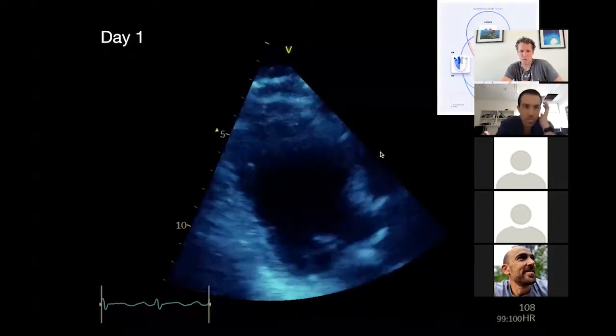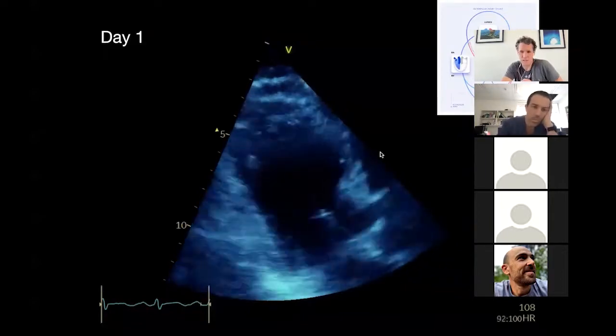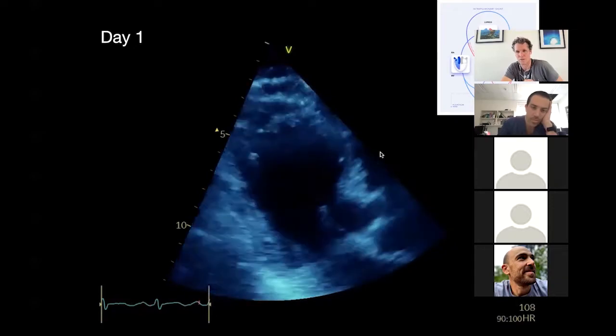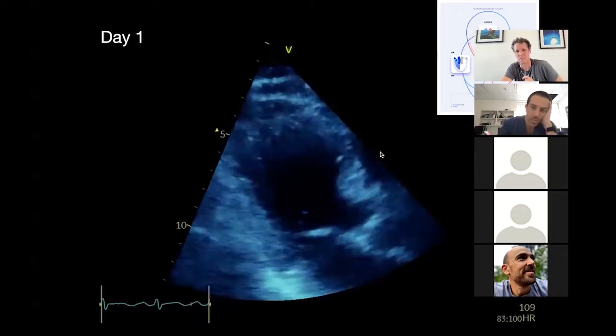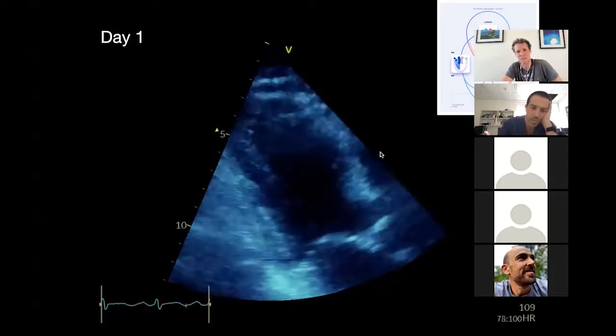Okay, so just in the interest of time, I might just skip through this case and we'll talk more about the stuff that comes afterwards, because basically the first echo is essentially normal. So again, just doing that systematic approach, we're going to start thinking about the LV systolic function.